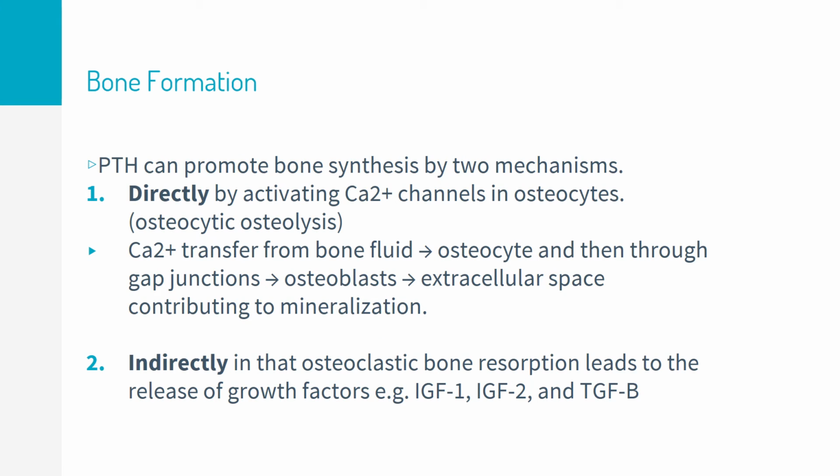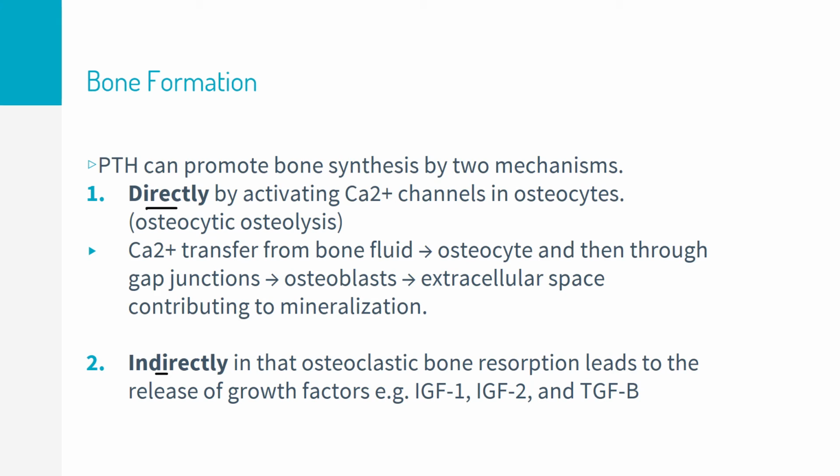So, what about bone formation? Like we said, the intermittent secretion of parathyroid hormone favors bone formation. Okay, so parathyroid hormone can promote bone synthesis by 2 mechanisms. We have a direct mechanism and an indirect mechanism. In the direct mechanism, the hormone activates calcium channels in the osteocytes, or another name, osteocytic osteolysis. The calcium transfers from bone fluid and then to the osteocyte, and then through gap junctions to the osteoblasts, and then to the extracellular space.